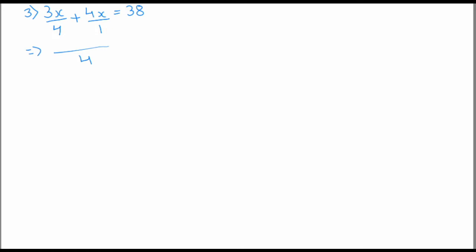Now we'll check what should be multiplied over here. 1 times 4 and 4 times 1. The same thing will be multiplied to the numerator, and the numerator will be 3x plus 16x, 4 times 4 is 16. Further, it will be 19 over 4 x equals 38.